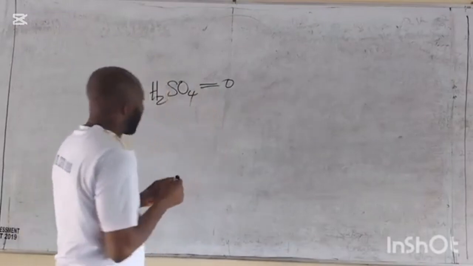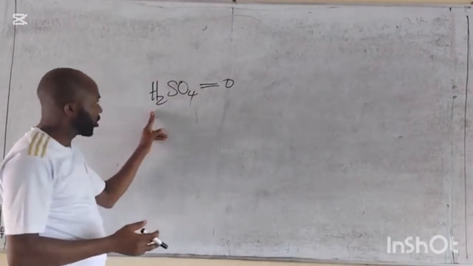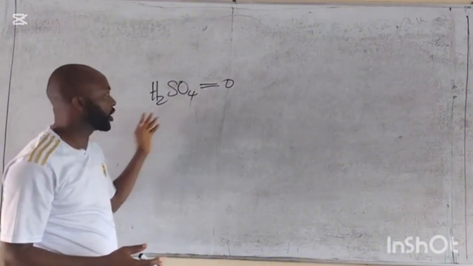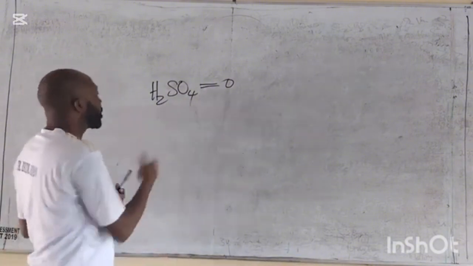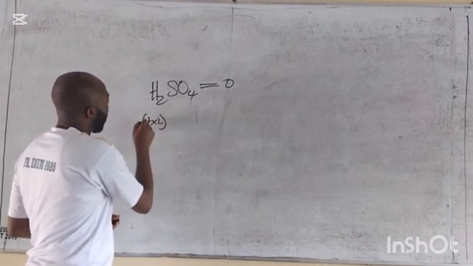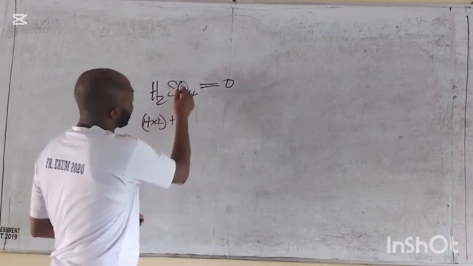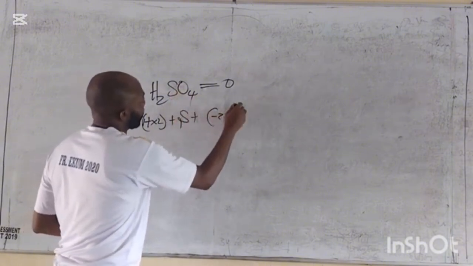And now, I have to know the valence state of hydrogen and oxygen in the course of determining the oxidation number. So I will say hydrogen is +1, so it's 1 times 2, then plus sulfur, which is what I'm looking for, plus oxygen, which is minus 2 times 4, is equal to 0.